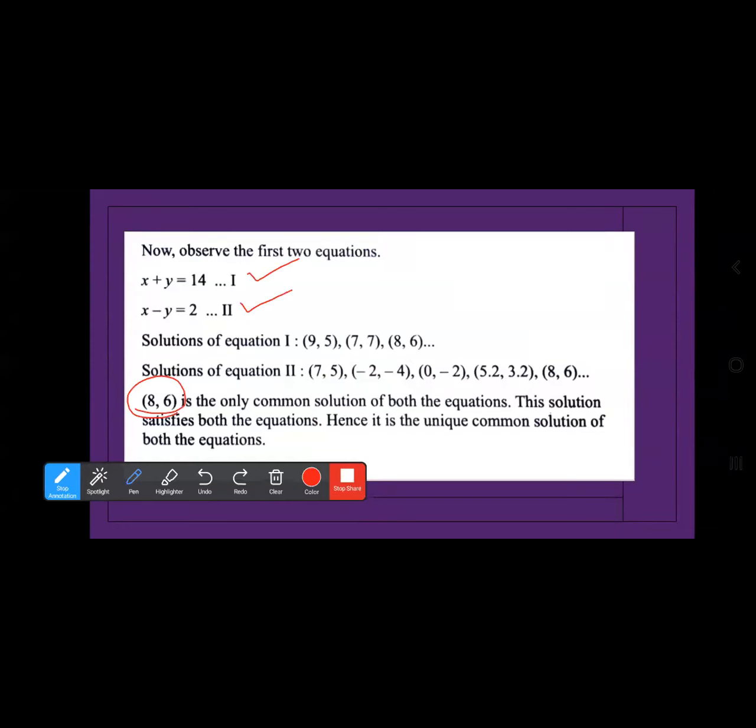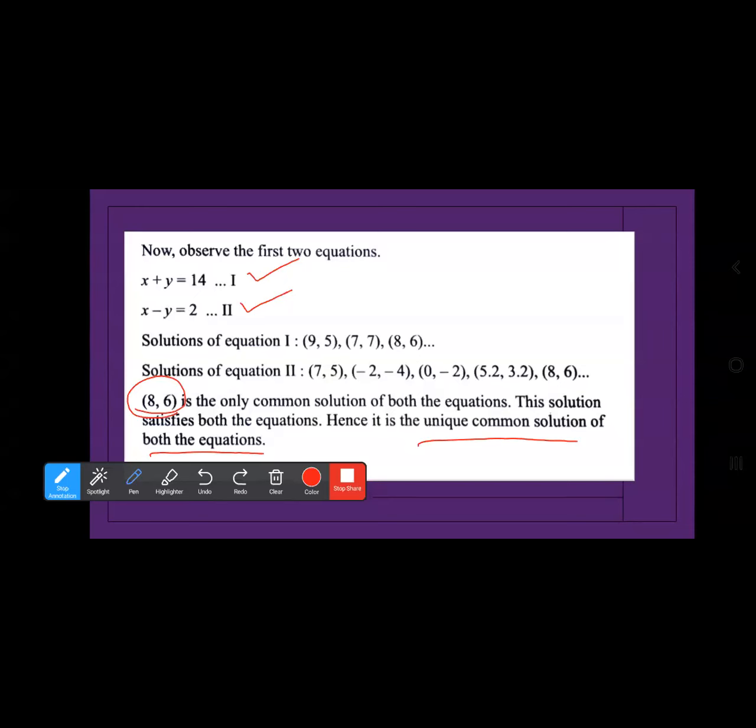That particular solution is a unique solution. Unique means it is one and only one solution. It is a unique common solution of both the equations. Now, if in the exam you get two equations and you write n number of solutions, no doubt it is an open-ended question, so all the answers will be correct.